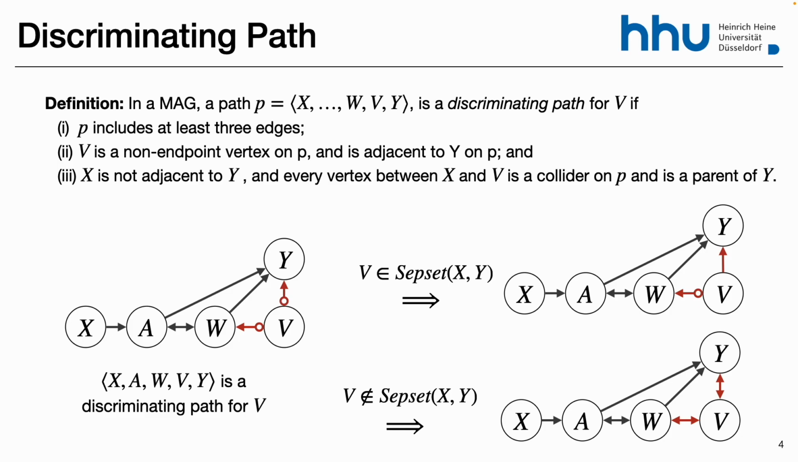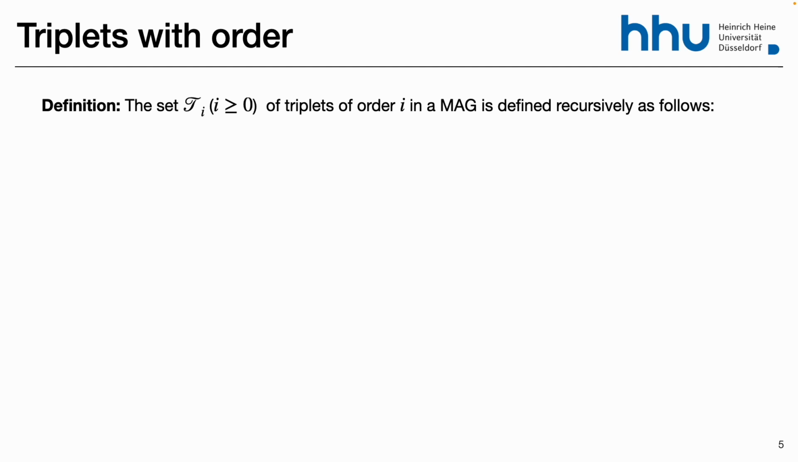Understand? Let's see next the definition of triplet with order, because maybe this is going to help you. The definition is a recursive definition. It's kind of an algorithm.